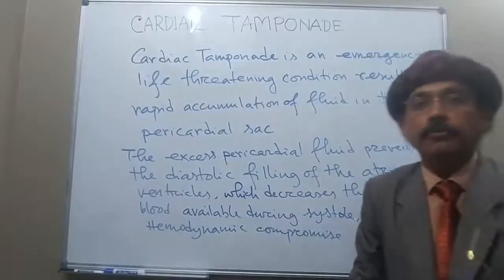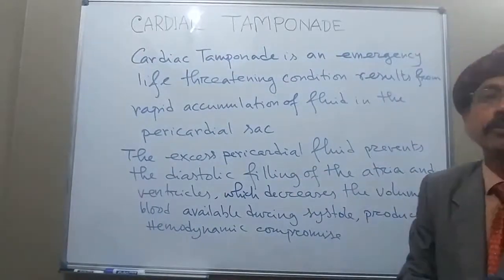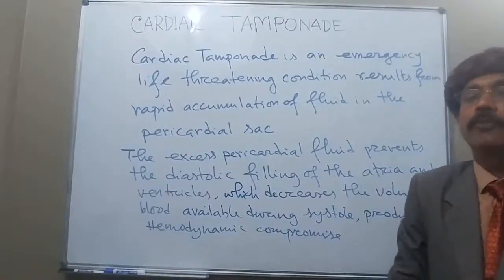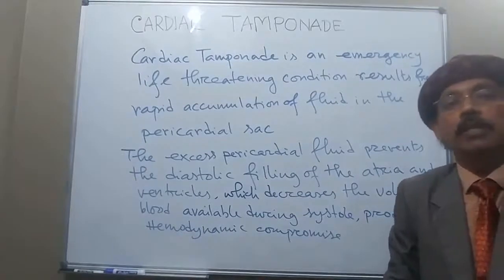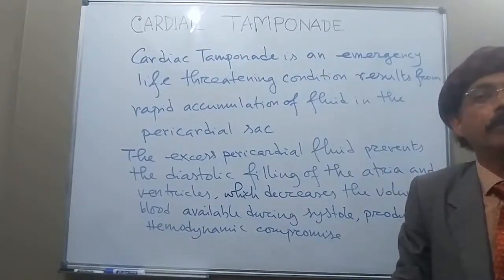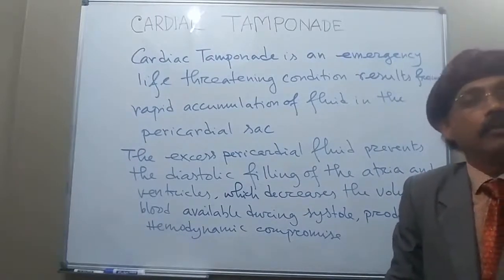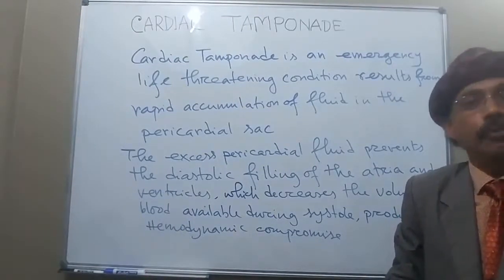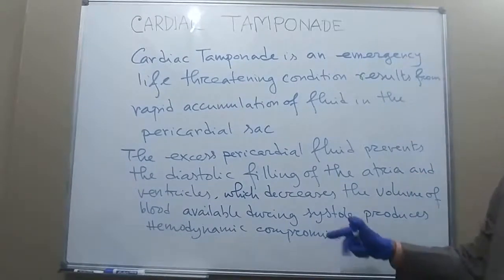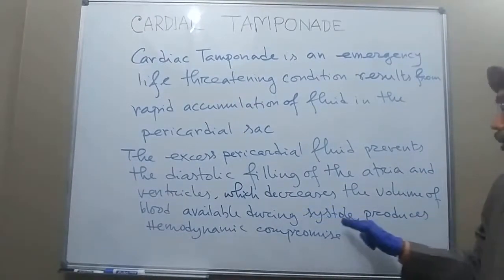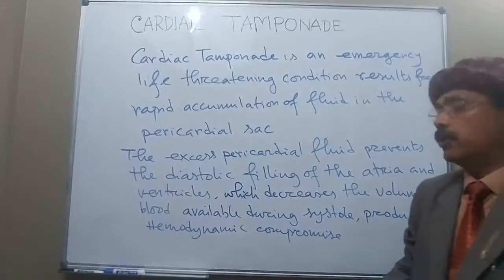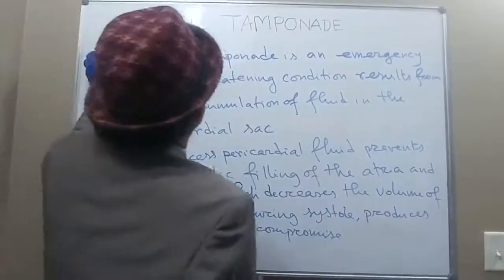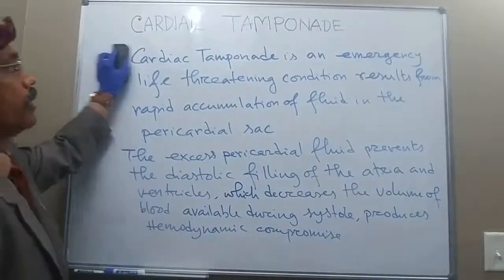So we got the definition of cardiac tamponade. This is an emergency, life-threatening condition due to rapid accumulation of fluid in the pericardial sac that prevents the diastolic filling of the atria and ventricles. If there is decreased filling during diastole, there will be decreased stroke volume, so there will be decreased blood available during systole, producing hemodynamic compromise. So that is the definition of cardiac tamponade.